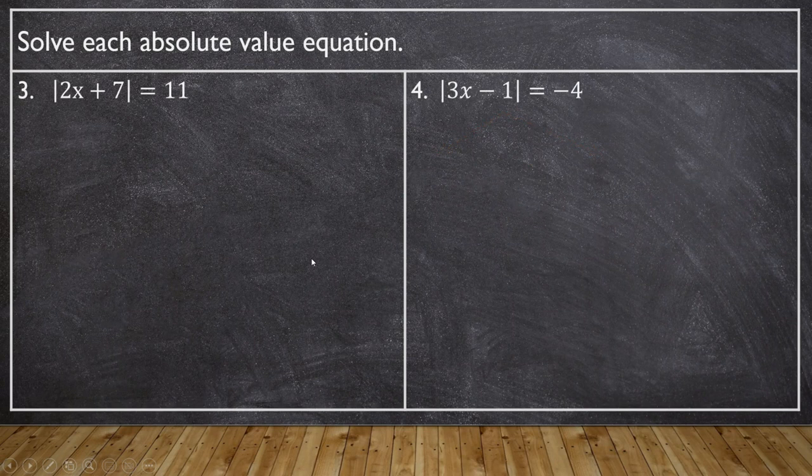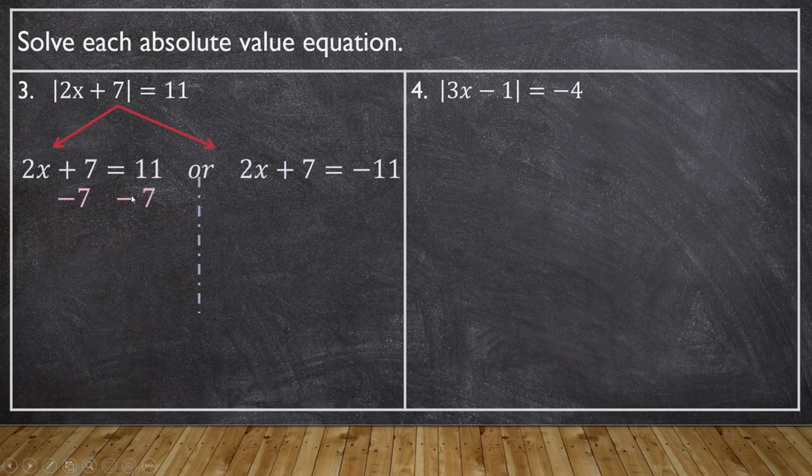Okay, looking at the next one, number 3, I have the absolute value of 2x plus 7 is equal to 11. Again, I want to break this off into two. What do you guys think both of these are going to be here? Take a second and try and think about that. Okay, hopefully we said 2x plus 7 is equal to 11, or 2x plus 7 is equal to negative 11. Again, both 11 and negative 11, if you take the absolute value of both those numbers, we're going to get a positive 11.